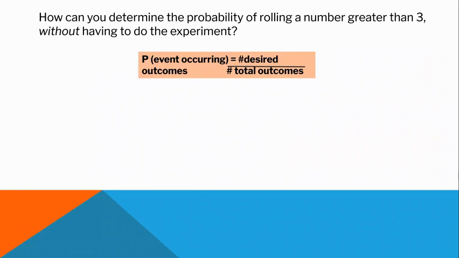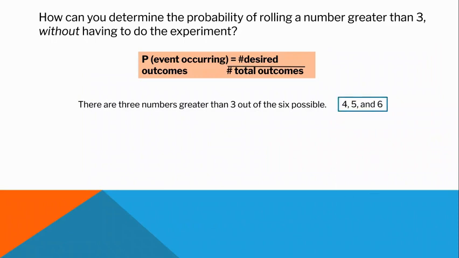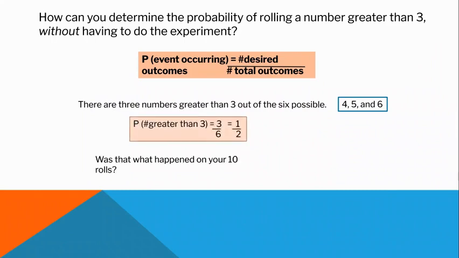Well, if I desire a number greater than 3, that's a 4, 5, or 6. So there are 3 numbers there. Total outcomes on my die, there are 6. So 3 out of 6 is 1/2. So what happened on your 10 rolls? Did you get half of them a 4, 5, or 6?